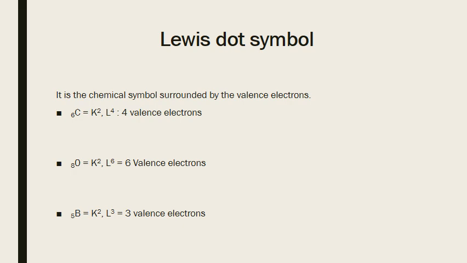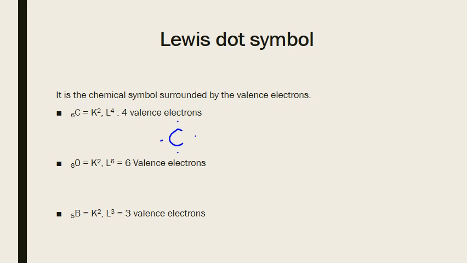A Lewis dot symbol is the chemical symbol surrounded by the valence electrons. So, for example, we have carbon 6. The electron configuration is K2L4. This has 4 valence electrons. So how do we do this? We've got carbon, so the chemical symbol for carbon is C, surrounded by the valence electrons. So here we've got 1, 2, 3, 4. Okay, and this is how we draw a Lewis dot symbol.